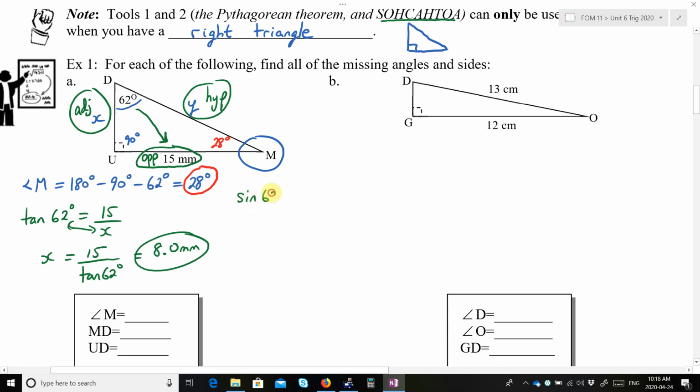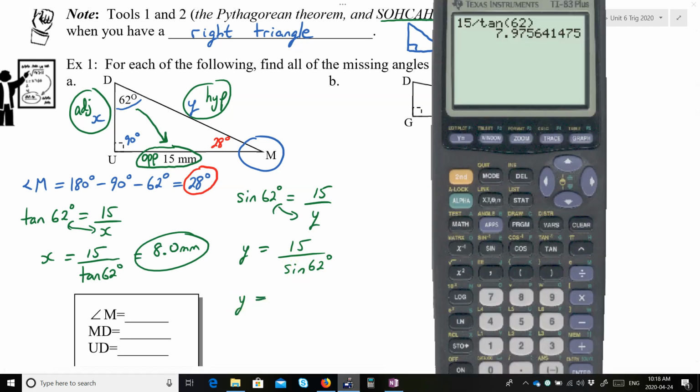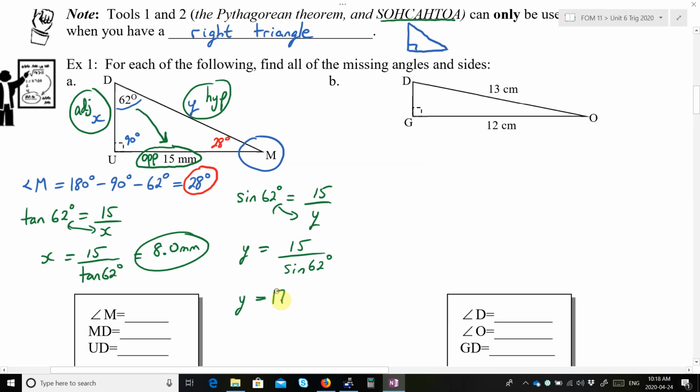So we go sine of 62 degrees is equal to, the opposite is 15, and the hypotenuse is y, and then those are going to switch to get y by itself. So I go 15 divided by sine 62, and I'm going to get basically 17. So I'll go 17.0 millimeters.